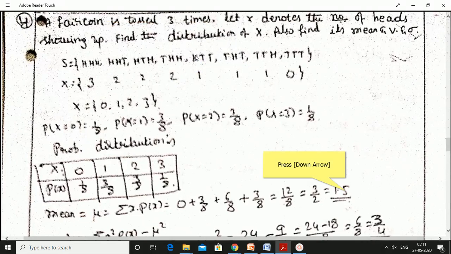Okay. A fair coin is tossed 3 times. Let x denote the number of heads showing up. Find the distribution of x. Also find its mean, variance and standard deviation. A fair coin is tossed 3 times.